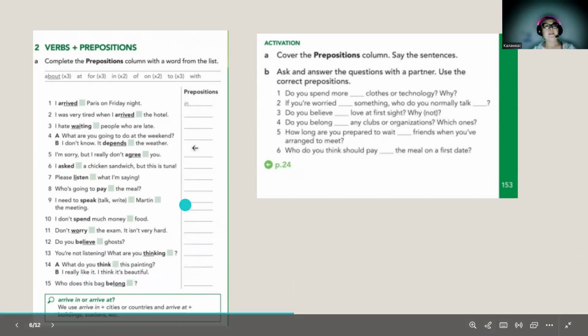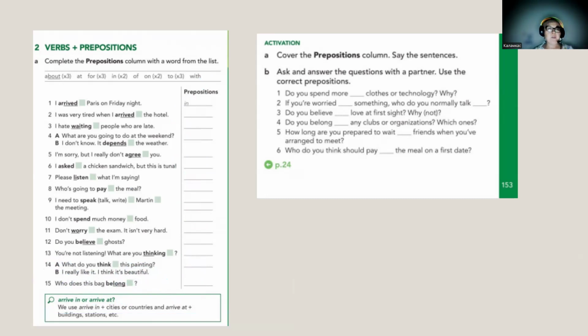Okay, so I hope that you did not make a lot of mistakes. And let's discuss arrive in and arrive at. What is the difference between these two? Arrive in, when you arrive in big cities or countries. So I can say, I arrive in Kazakhstan, or I arrive in France, or I arrive in Almaty. Almaty is a big city. I can say I arrive in Astana, but I cannot say I arrive in Jarkent, because Jarkent is not a big city, it is a small city. So I should say I arrive at Jarkent.